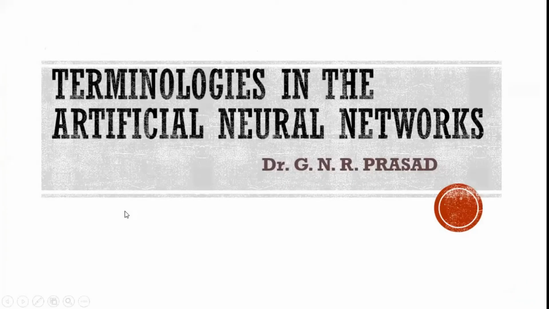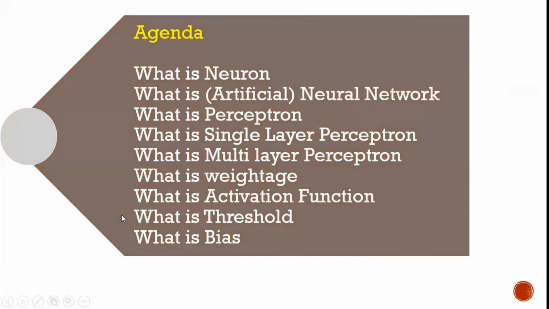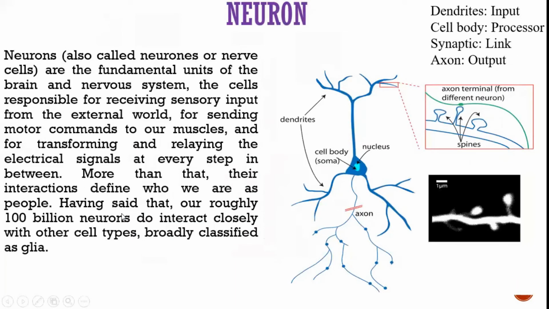So these are the terminologies in an artificial neural network. This is the first one: a neuron. Neurons are the fundamental units of the brain and nervous system. These cells are responsible for receiving sensory input from the external world, for sending motor commands to our muscles, and for transforming and relaying the electrical signals at every step in between.